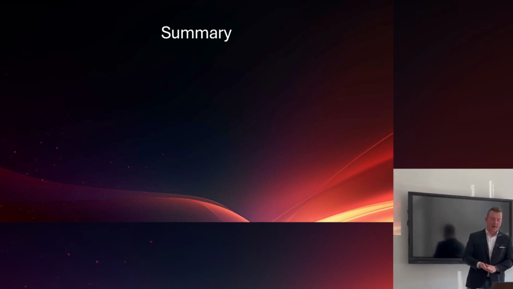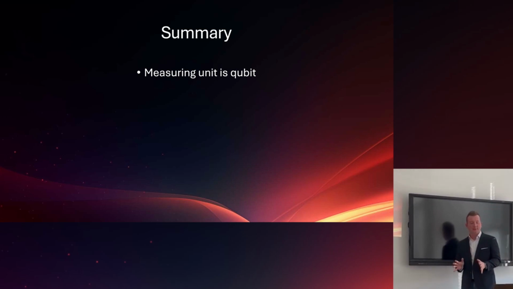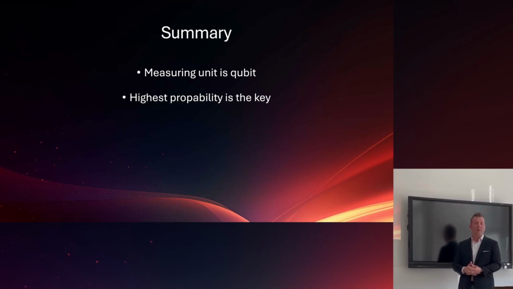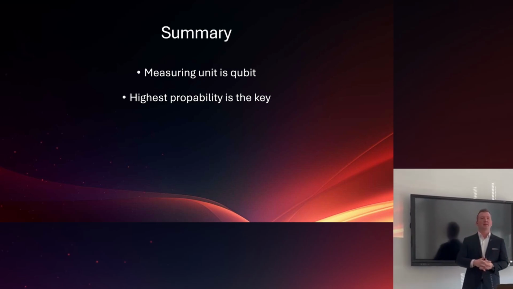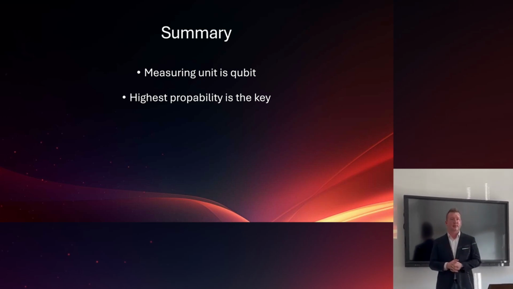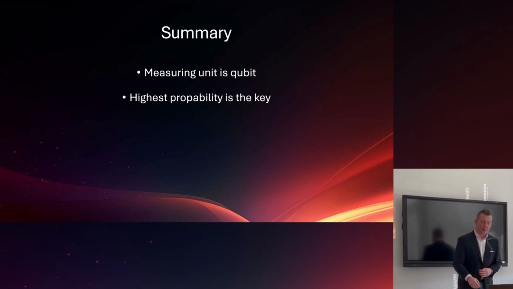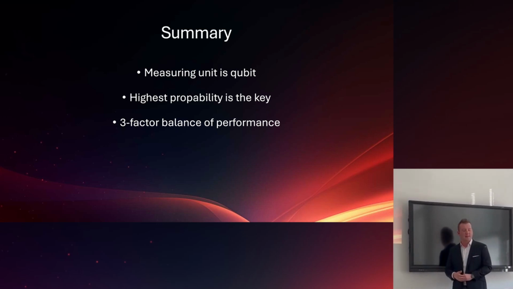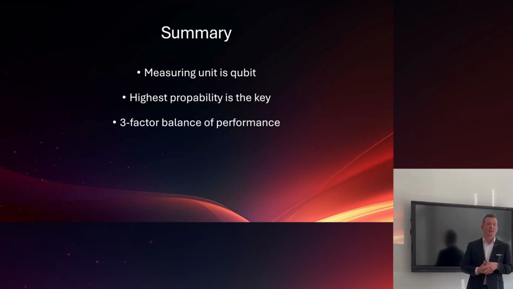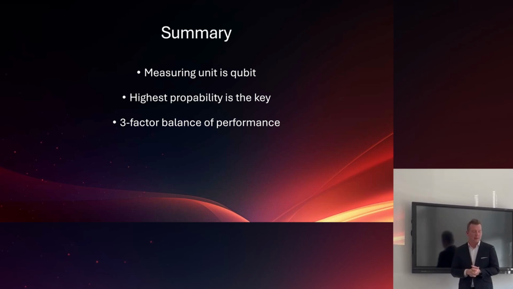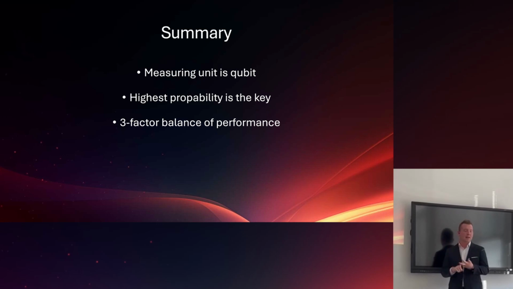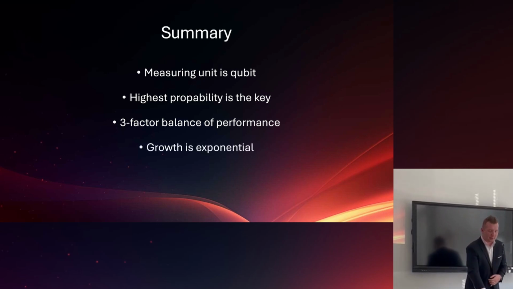We're going to the summary now, and I've got 5 points. The measuring unit is a qubit, which is basic from all the digital stuff. High probability is the key. If you've got 90% or anything high, you've got a pretty good quantum chip. The three-factor balance, as I already said: error handling, probability, and the count of qubits.